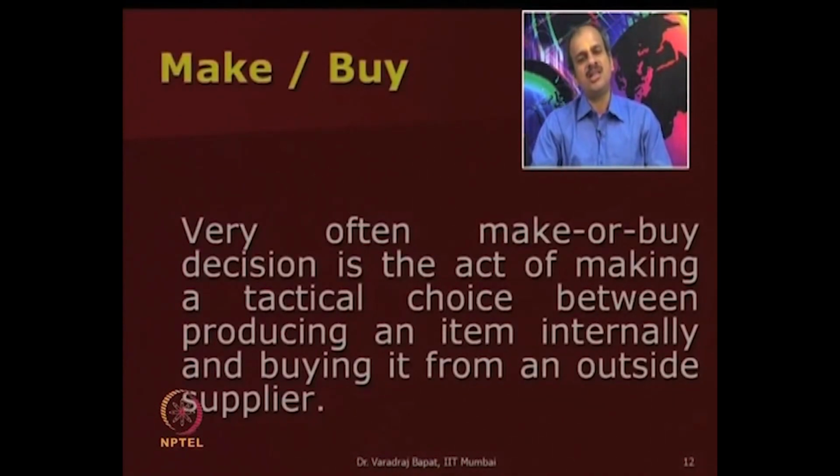Now let us try to understand the make or buy decision in a little more detail. Very often the make or buy decision is a short term decision where we already have facilities and we are able to produce an item, but there is a supplier who is also willing to sell to us. So we have to decide whether we should make it or buy it.